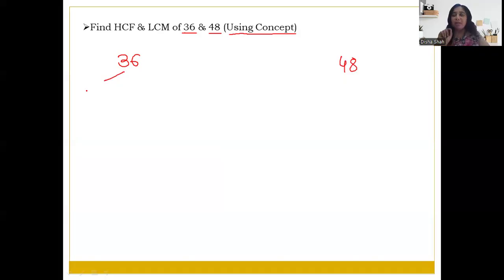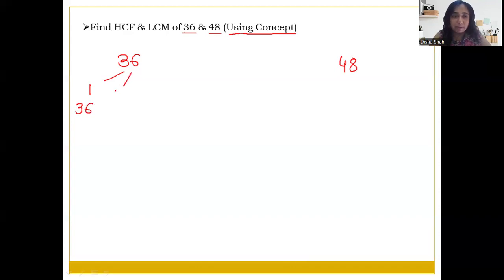What will be the factors of 36? So, how to write the factors in such a way that you don't skip any of the factors? To start with the smallest natural number, that is 1. We all know that 1 is a factor of all numbers because 1 divides everything. And 1 into 36 gives 36. So write 1 and 36.